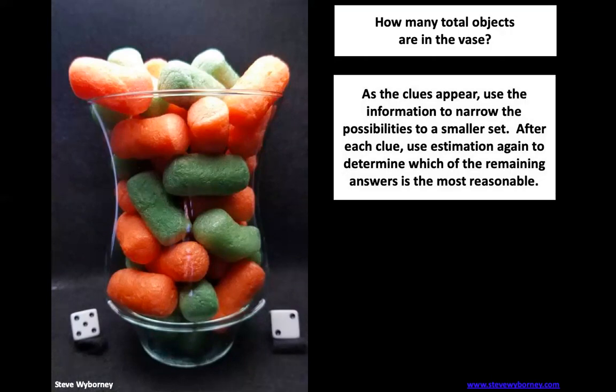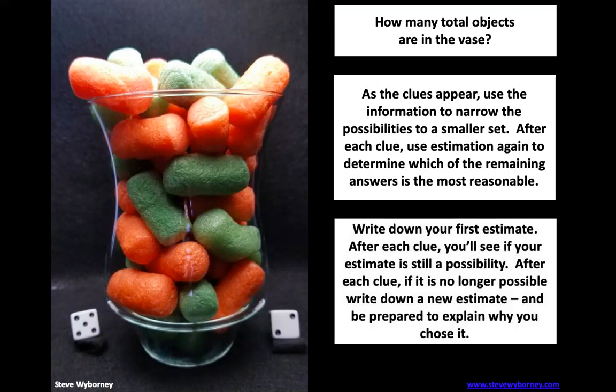All right, so what we're going to do is go through a set of clues, and after each clue, you can use the information you've been given to narrow down your guess. I want you to go ahead and write down your first estimate right now. After each clue, you'll be able to see, hey, does my number still make sense? If so, great. If it's no longer possible, write down a new estimate using the information you now have.